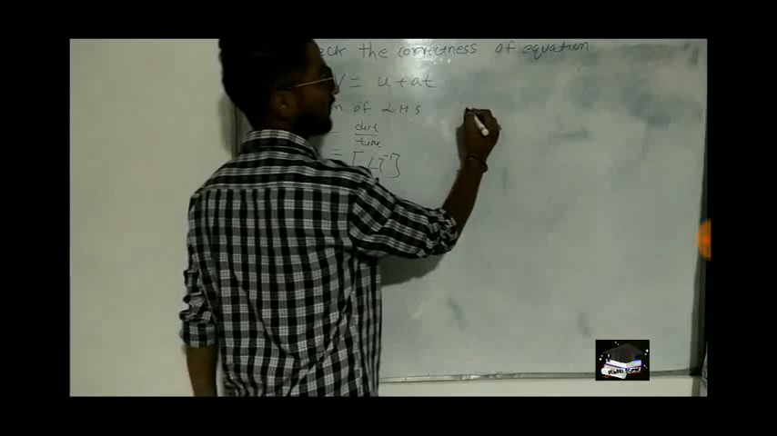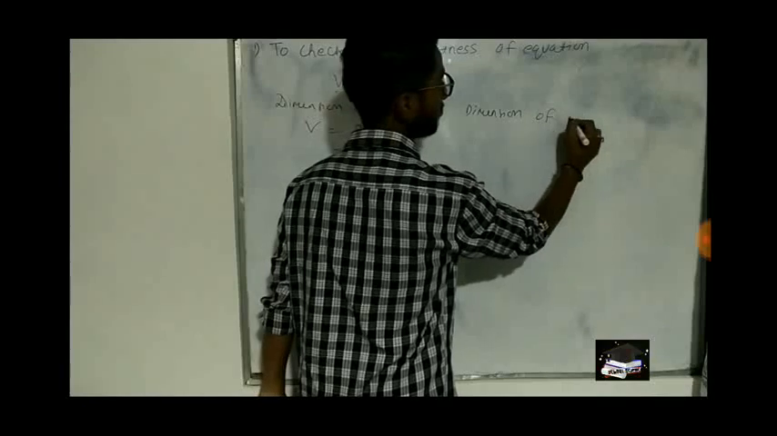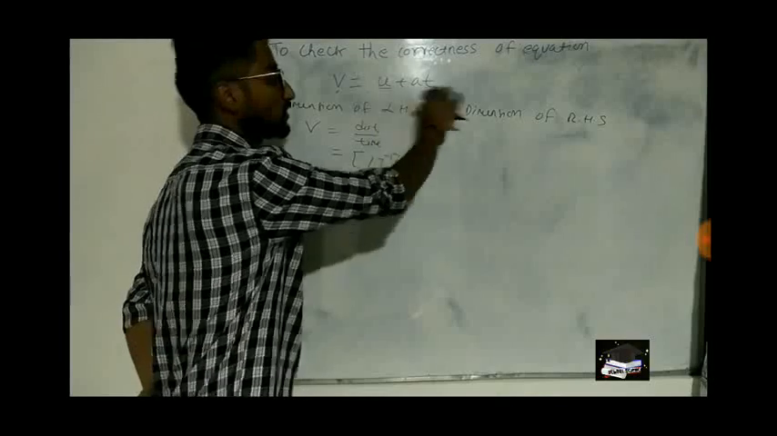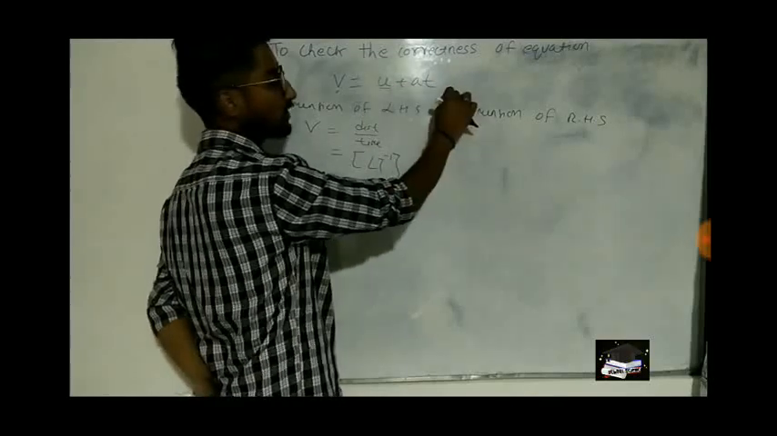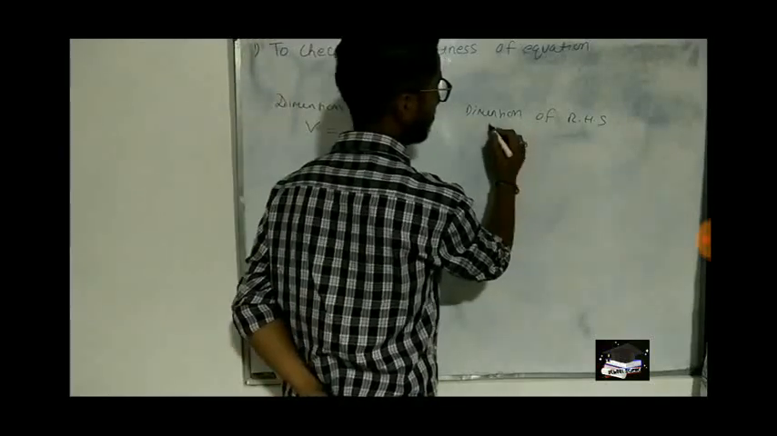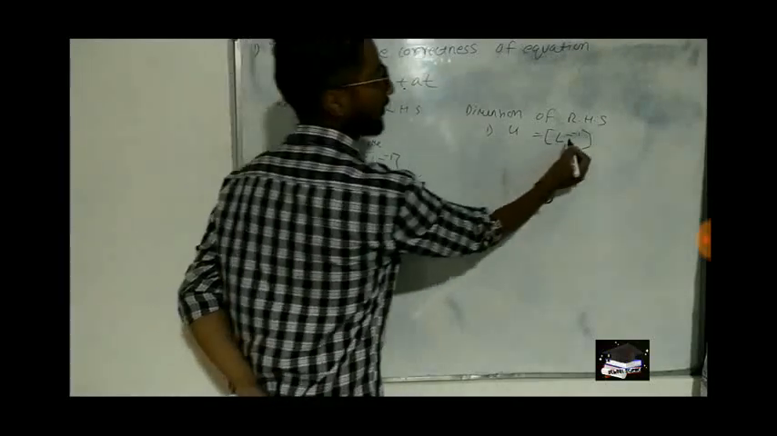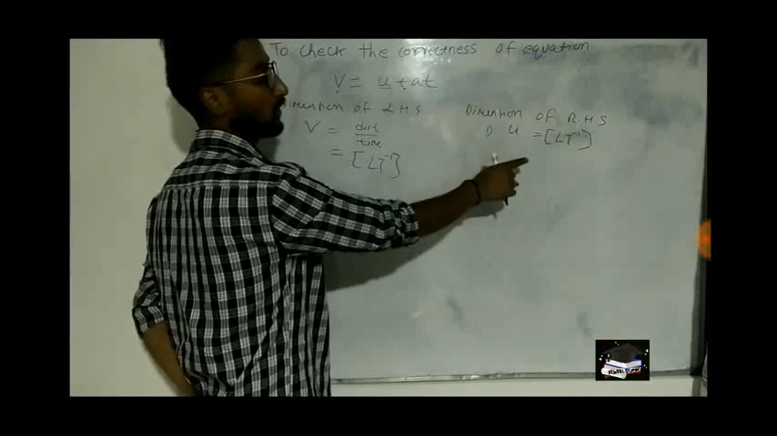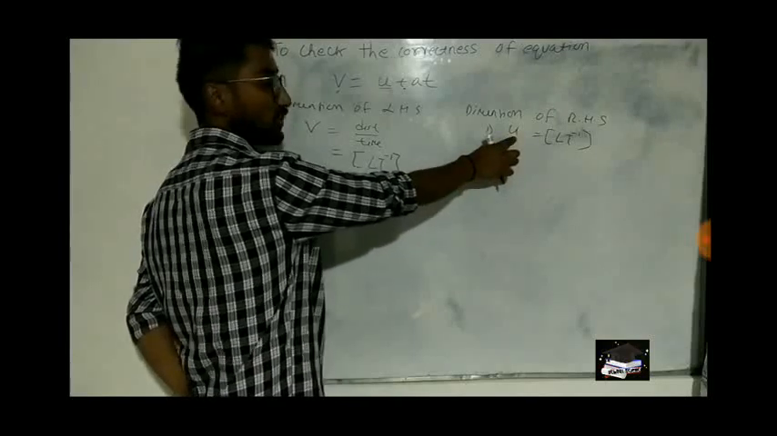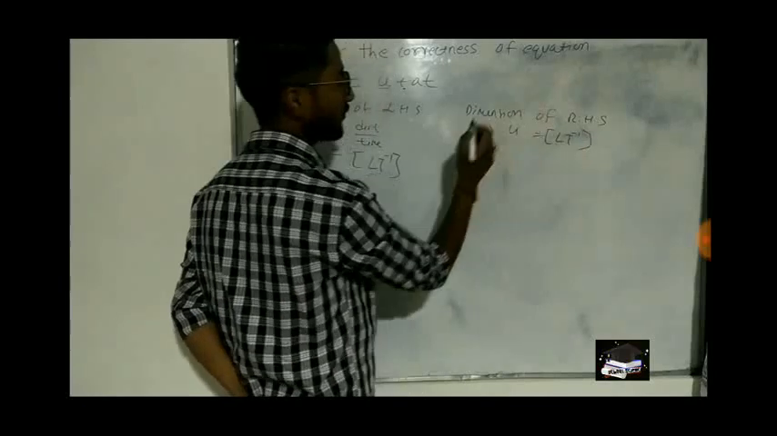Now let us find for RHS. Dimension of right hand side. First, there is u. We will not do this all at once, because there is a plus sign out here. So first we will do this side, u. Since it is velocity, I will write it directly now. We know it now. It is LT to the power minus 1. u is initial velocity, v is final velocity. Both are velocities, so u is LT to the power minus 1.